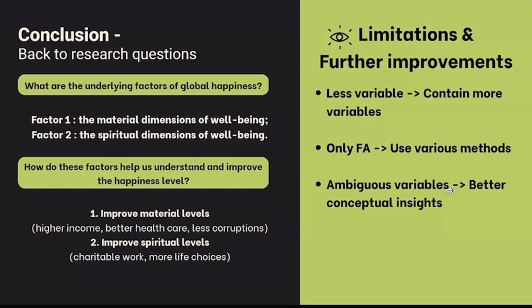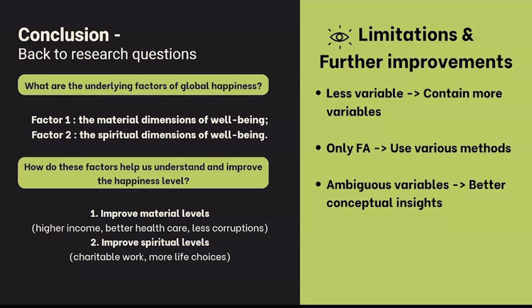Let's discuss our conclusion. I want to go back to our research topics. For the first one, what are the underlying factors? We found 2 factors, which are the material dimensions of well-being and the spiritual dimensions of well-being.